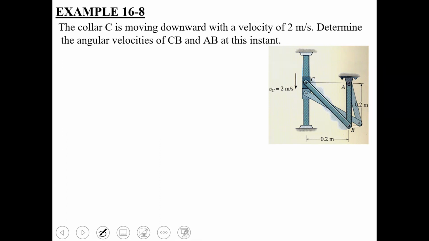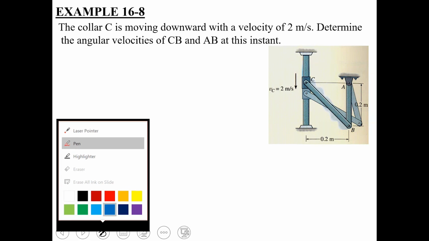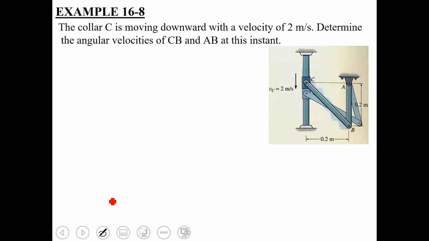What about link CB? Sir, general motion. Since अगर आप इस figure को देखें, at one instant this is the position of link CB. At the very next instant, when this collar has moved downward, this is the position of link CB. It means that this rigid link CB has undergone translation as well as rotation, that is general plane motion. Okay, so link CB आपका general plane motion में आ गया.